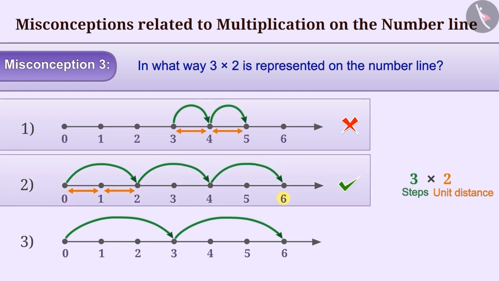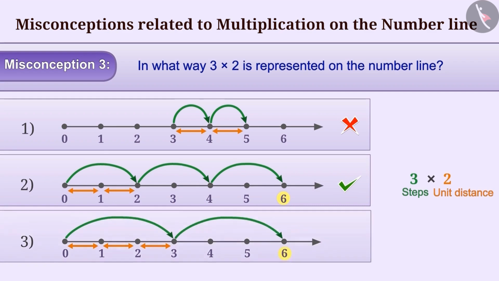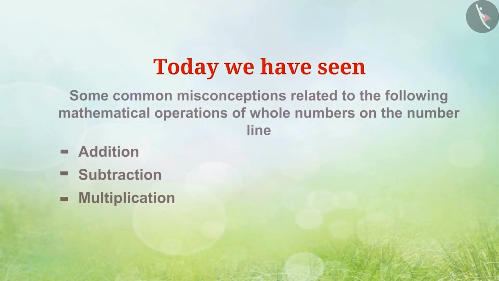Sometimes, instead of taking 3 steps of 2 units each, students take 2 steps of 3 units each. Although it gives the correct answer, this is an incorrect way of thinking as it represents 2 multiplied by 3. However, we have to represent 3 multiplied by 2. So, option 3 is also an incorrect answer. Today we have seen the common misconceptions related to the following mathematical operations of whole numbers on the number line.